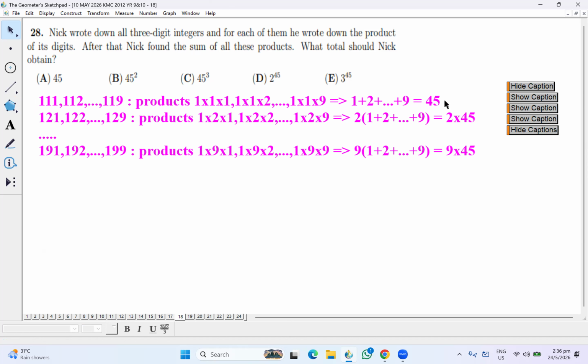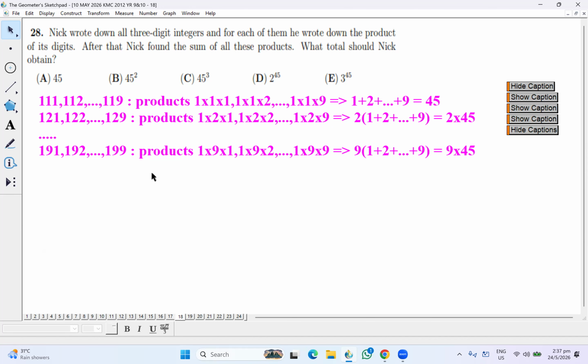This one is the first digit is 1. Second digit also 1. Then we go to first digit 1, second digit is 2. Then become double already. 1 times 2 times 1. 1 times 2 times 2. So double. Instead of 1, 2, 3, 4 up to 9, then 2 times 1, 2, 3, until 9. So double answer.